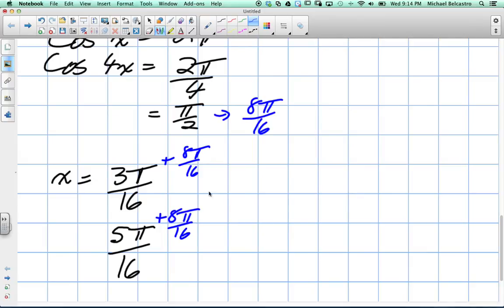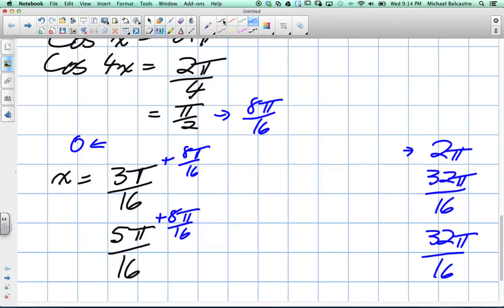And we do that until we get to, because we have to be between 0 and 2 pi, well, 2 pi is also the equivalent of 32 pi over 16, right? So that's got to be our stopping point for both of these. So we kind of set this up, and we continuously add.